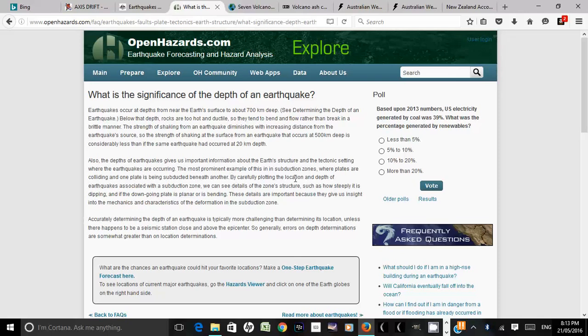By carefully plotting the location and depth of earthquakes associated with a subduction zone, we can see details of the zone's structure, such as how steeply it is dipping and if the downgoing plate is planar or is bending. These details are important because they give us insight in the mechanics and characteristics of the deformation in the subduction zone. Well, that's all great, isn't it?